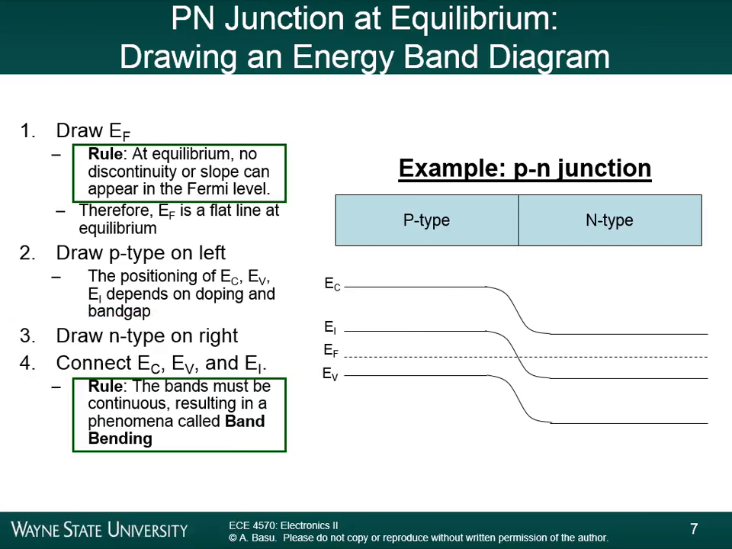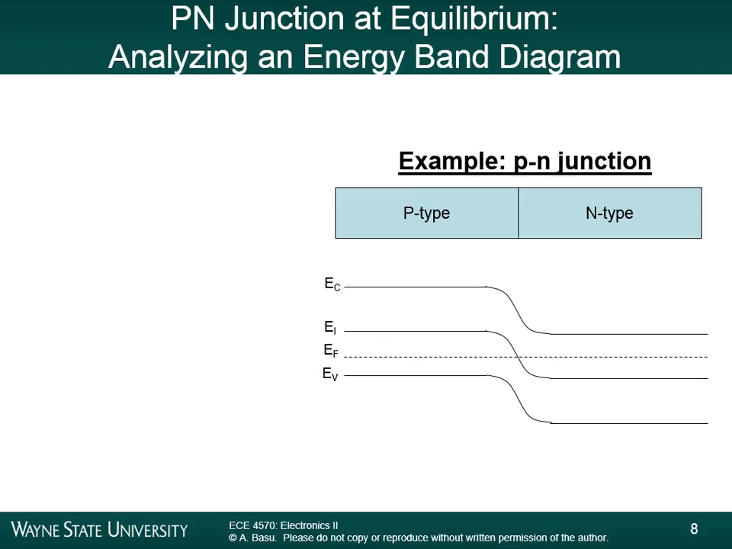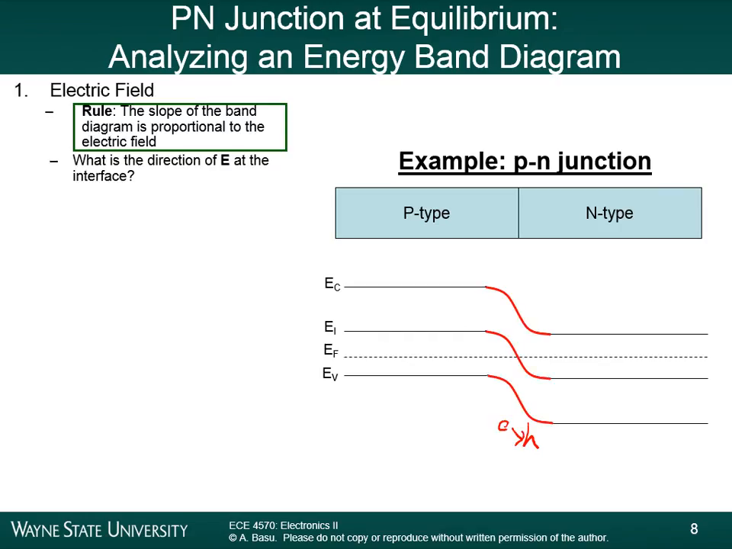So let's say there's a hole here. If there's a hole, it's an empty state, so that means an electron would prefer to occupy this empty state. As a result of this electron going down, the hole is going to move up.